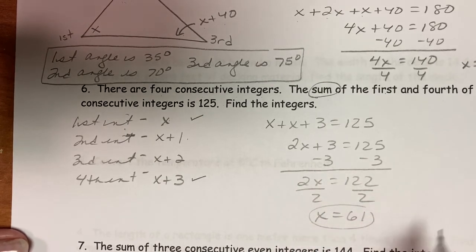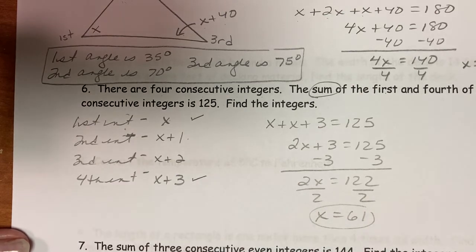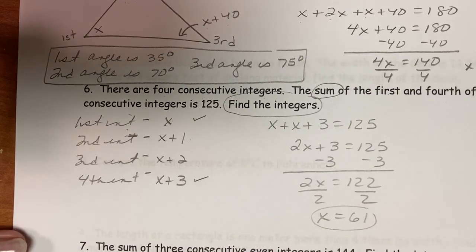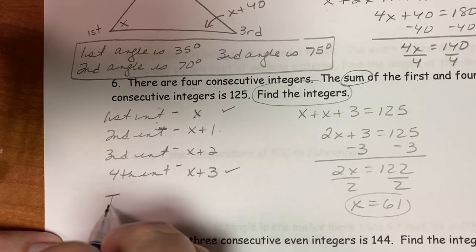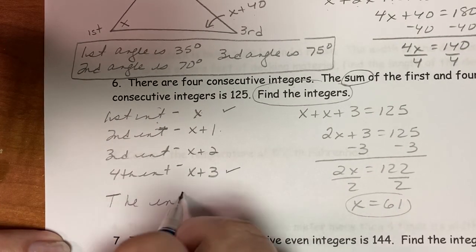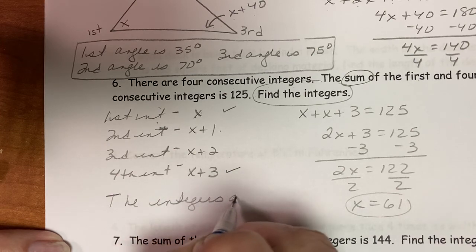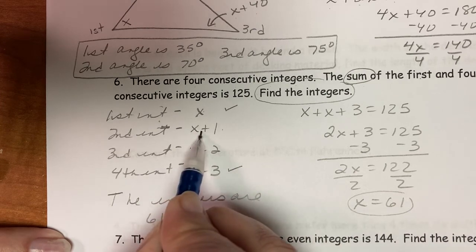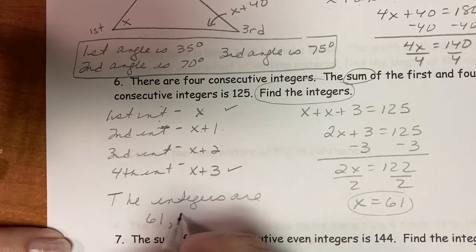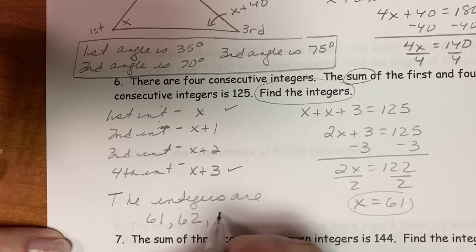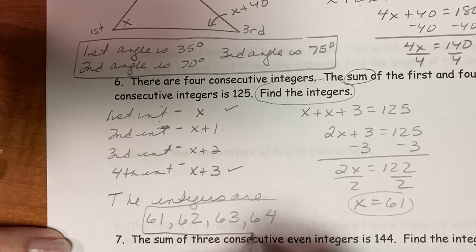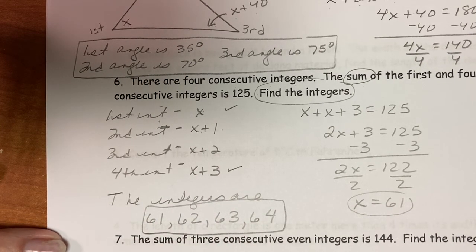What did I just find? Well, I found my first integer. I need to find all of them. So the integers are: the first one is 61. What's the next one? Well, 61 plus 1. The next one's 62. What's the next one? 63. What's the next one? 64. They're all consecutive integers, so there they are.